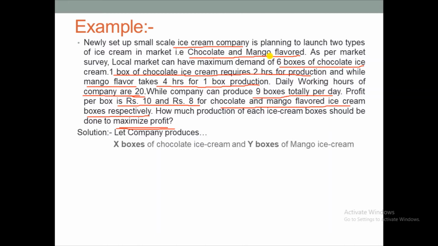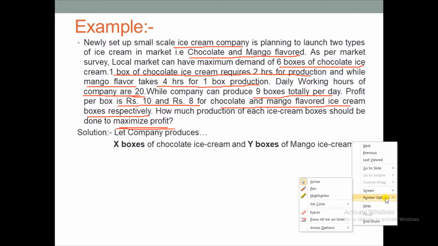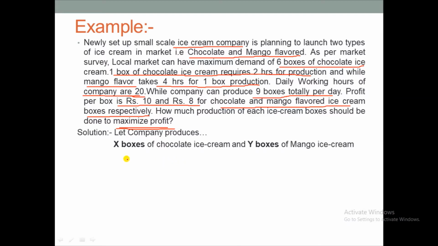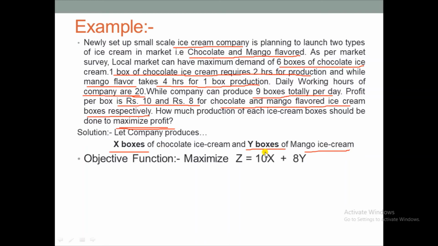So our first consideration will be there are going to be X number of boxes for chocolate ice cream and Y number of boxes for mango flavored ice cream. So with this simple consideration, X number of boxes of chocolate ice cream and Y number of boxes of mango ice cream, we will immediately get the objective function.